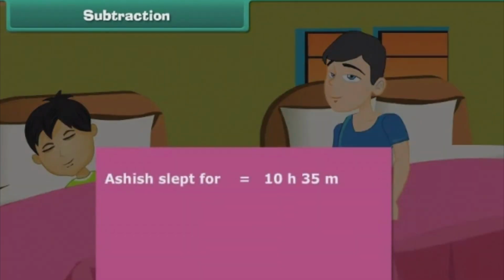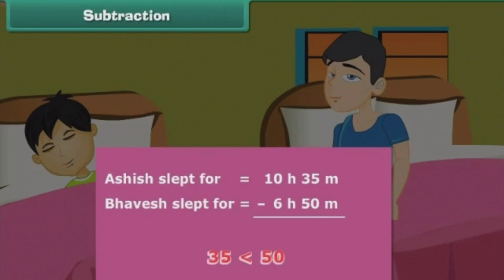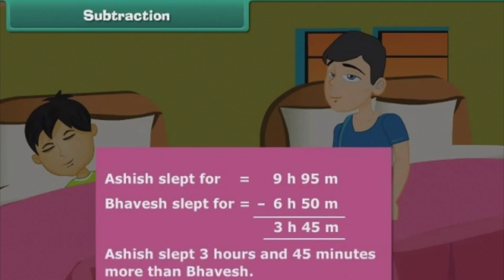Ashish slept for 10 hours, 35 minutes. Bhavesh slept for 6 hours, 50 minutes. We cannot subtract 50 from 35, so we borrow an hour. We add 60 to minutes and subtract 1 from hours. Now we can perform the subtraction. Therefore, Ashish slept 3 hours and 45 minutes more than Bhavesh.